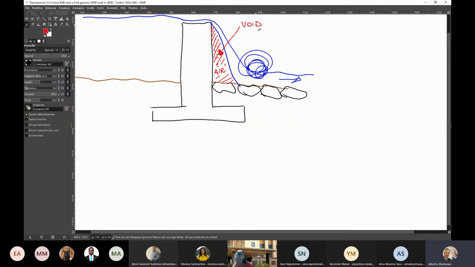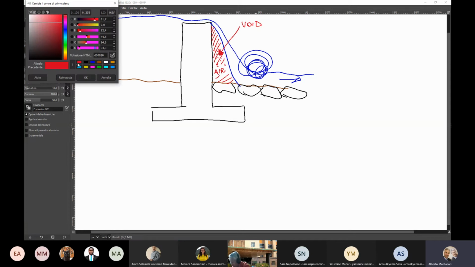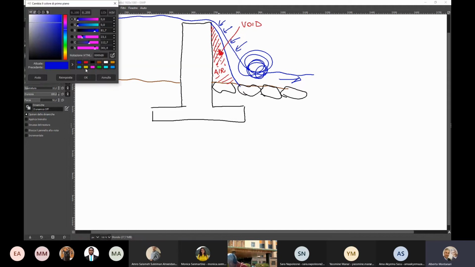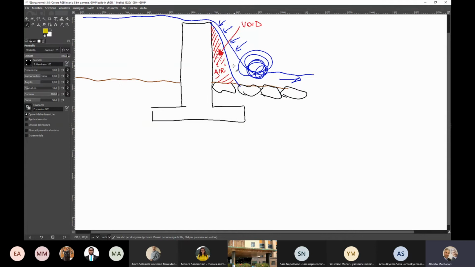What happens if you get the vacuum? It happens that the atmospheric pressure here may cause the water flow to suddenly collapse against the wall. Okay, so basically what you get is a huge shock here. A huge shock.